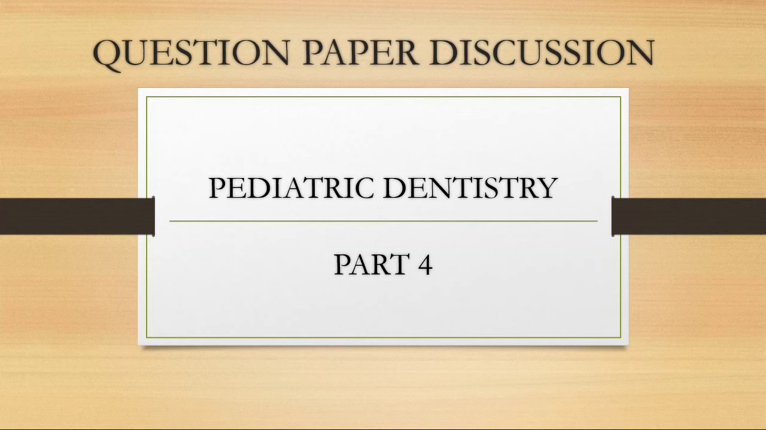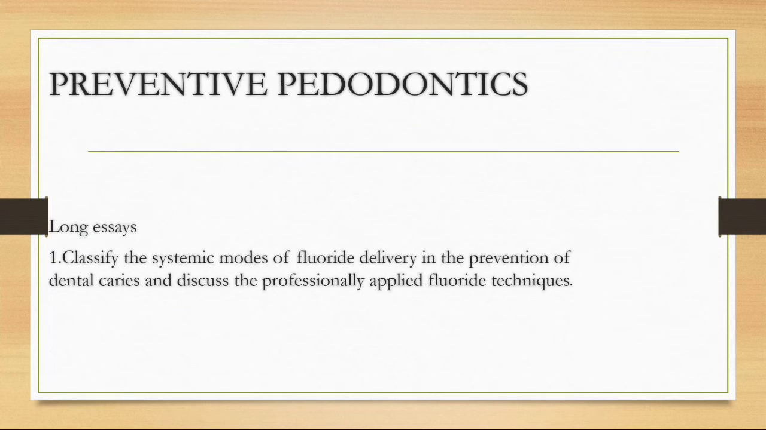Hello everyone, welcome back to the continuation of pediatric dentistry question papers. We are into the fourth part and today we have preventive periodontics. It is basically pit and fissure sealants and fluorides.